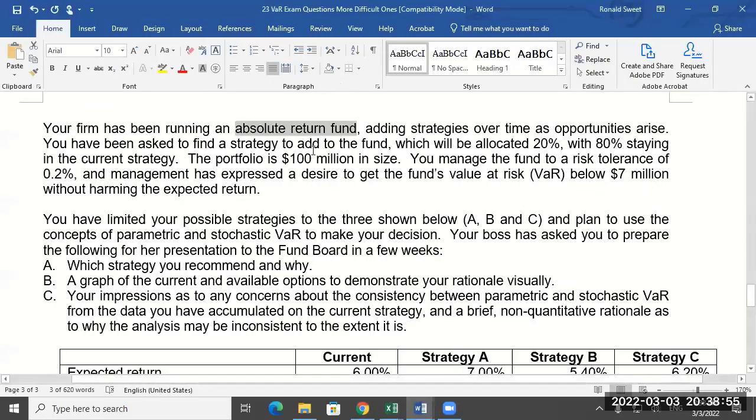So it's an absolute return fund, adding strategies over time as opportunities arise. You've been asked to find a strategy to add. You allocate 20%, leaving 80% with the current. Your portfolio is $100 million. You manage the fund to a risk tolerance of 0.2. The desire is to get the firm's value at risk below 7 million without hurting expected return. Sounds very similar to the other one.